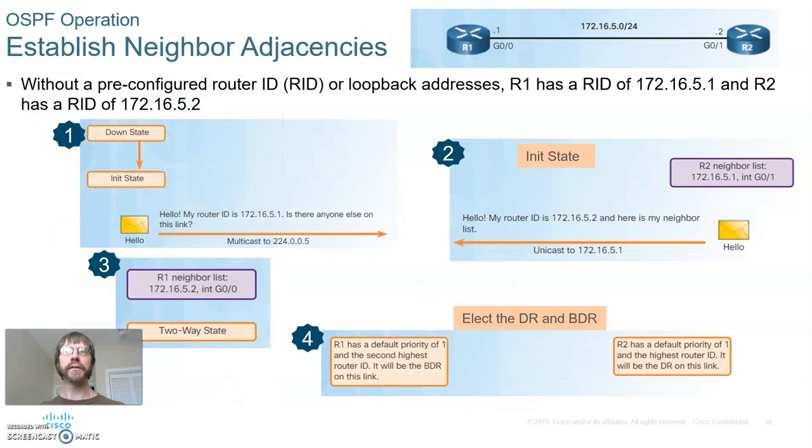So we were in the down state. When they go to the init state, they start announcing themselves. My router ID is so-and-so. Is there anybody else there? That goes out multicast. In the init state, the neighboring router receives a hello packet.